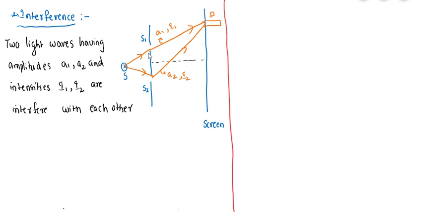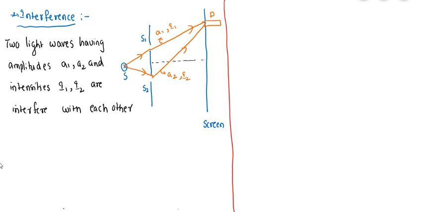In the figure, you see that from S1 the light comes and reaches point P on the screen, and from S2 the light also comes to point P. At point P, the two light waves interfere with each other. Based on the path difference or the phase difference, and the type of interference, constructive or destructive, either a bright or a dark band will be formed at point P.